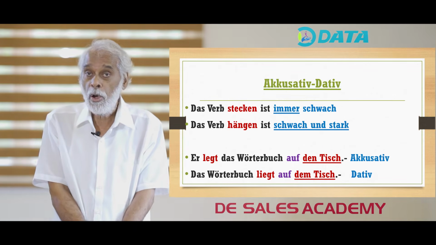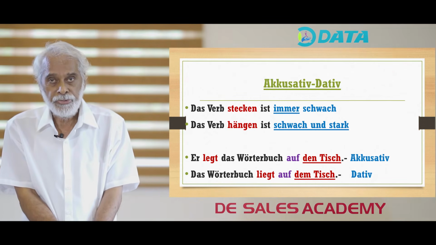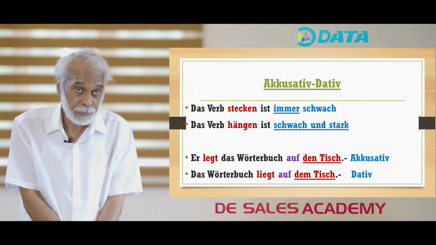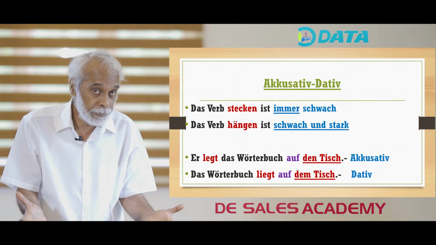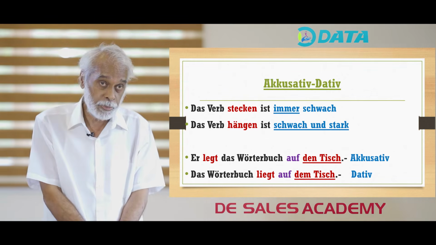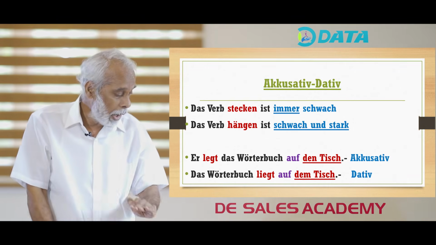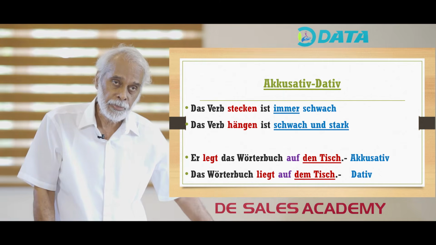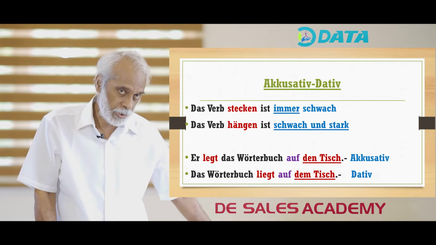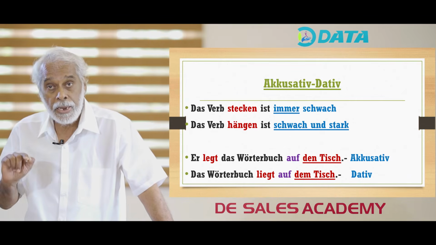Er legt das Wörterbuch auf den Tisch. Legen. Er legt das Wörterbuch. Wohin? Wohin legt er das Buch? Die Frage ist wohin? Das ist eine Bewegung. Also wohin lege ich das Buch? Oder wohin legt er das Buch? Er legt das Buch auf den Tisch. Akkusativ. Auf, the preposition auf ist mit Akkusativ. Hence, auf den Tisch.